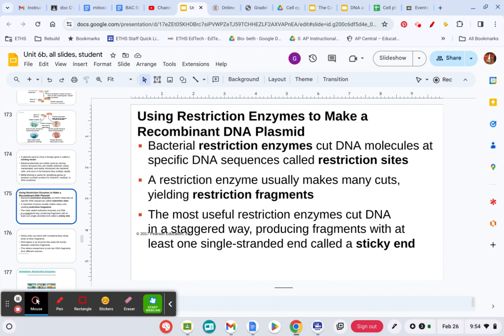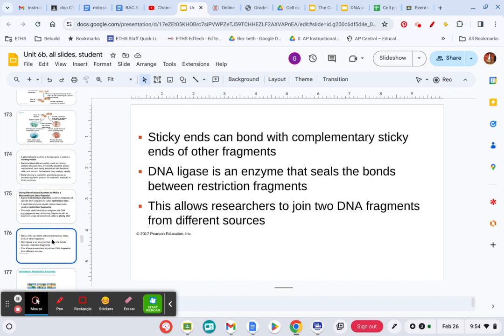The most useful restriction enzymes are the ones that cut the DNA in a staggered way. So you end up with unpaired nitrogen bases, where one strand of the double-stranded DNA is a little bit longer than the other. We call those sticky ends. They're sticky ends because they would like to come back together with their paired nitrogen bases. I'm going to show you a little video of that in just a second.